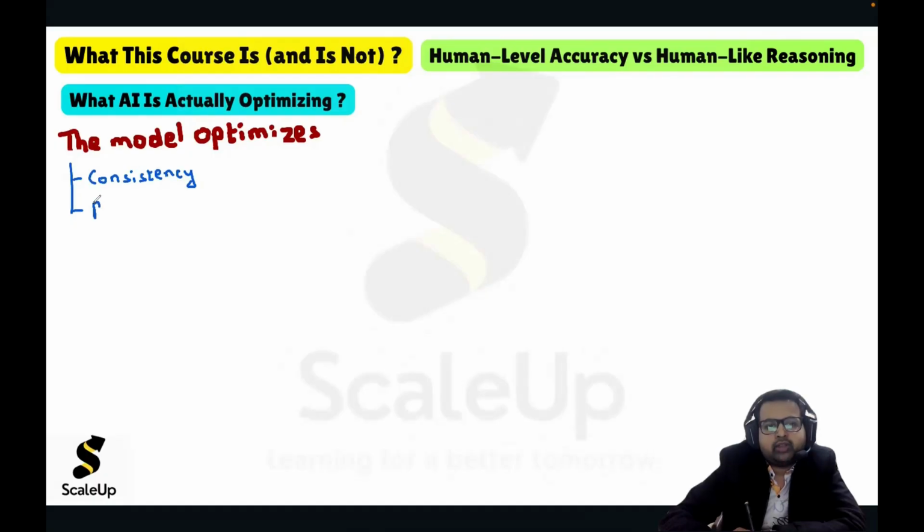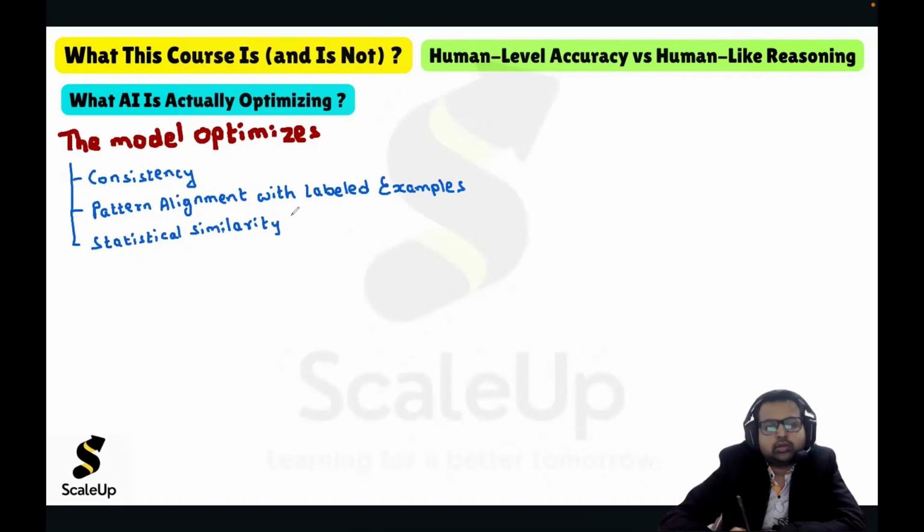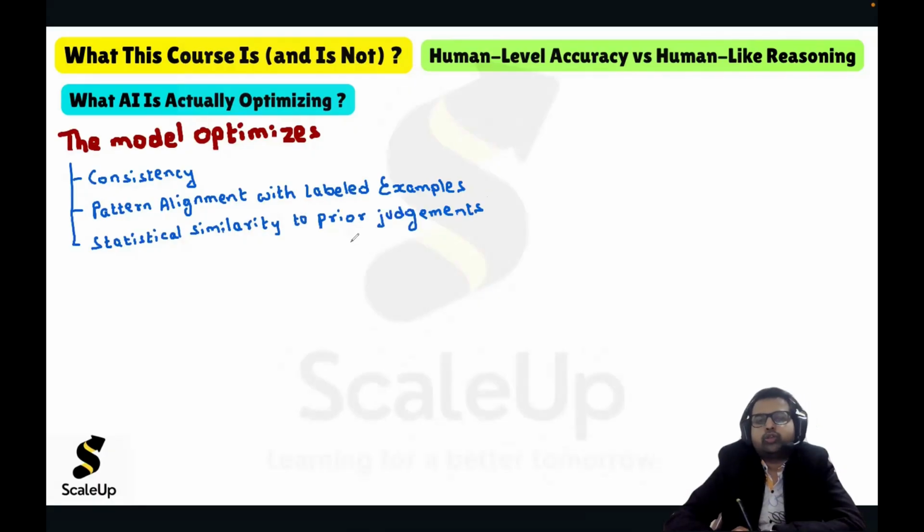The AI model optimizes pattern alignment with labeled examples. The model optimizes statistical similarity to prior judgments. So here, prior judgments refer to previous assessments, like we saw in near domain related questions. In near domain data, we talk about related questions, so the assessments of those related questions are the prior judgments. The model will try to optimize the statistical similarity to prior judgments, pattern alignment with labeled examples, and consistency.